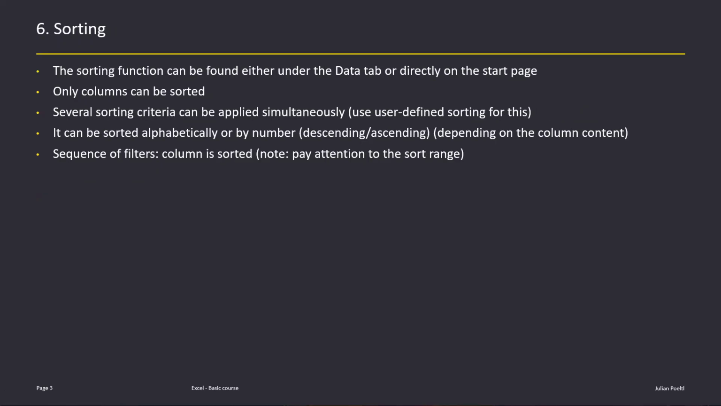Then sorting: you can also find the sorting function under the data tab or directly on the start page, like home. And you can also sort only columns, not rows. You can apply several criteria simultaneously. You can sort alphabetically, descending or ascending, or by number. And yeah, the column is then sorted, but you should pay attention to the sort range. If you only select, for example, one column, but you also want to sort the other columns depending on the column you sort, then you should pay attention to this.